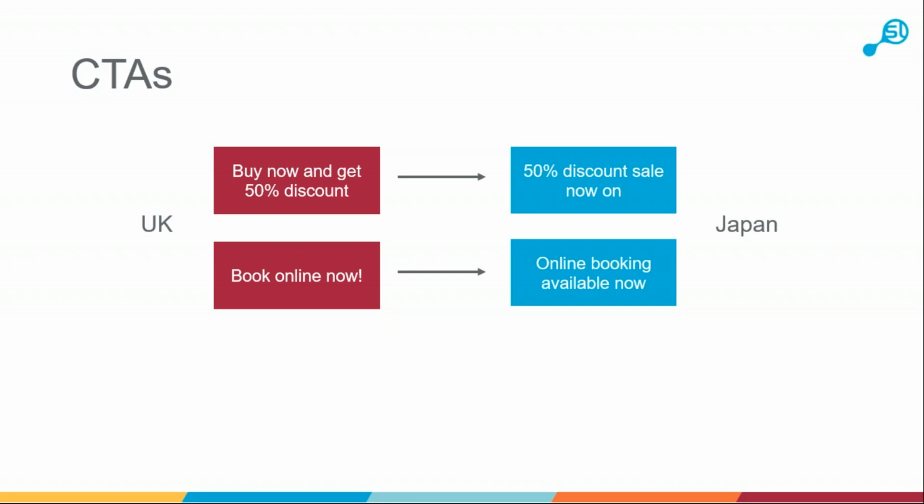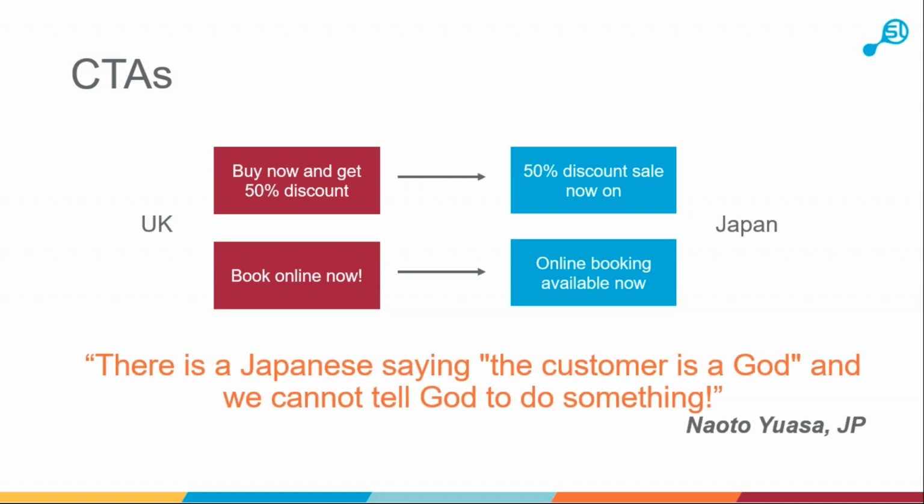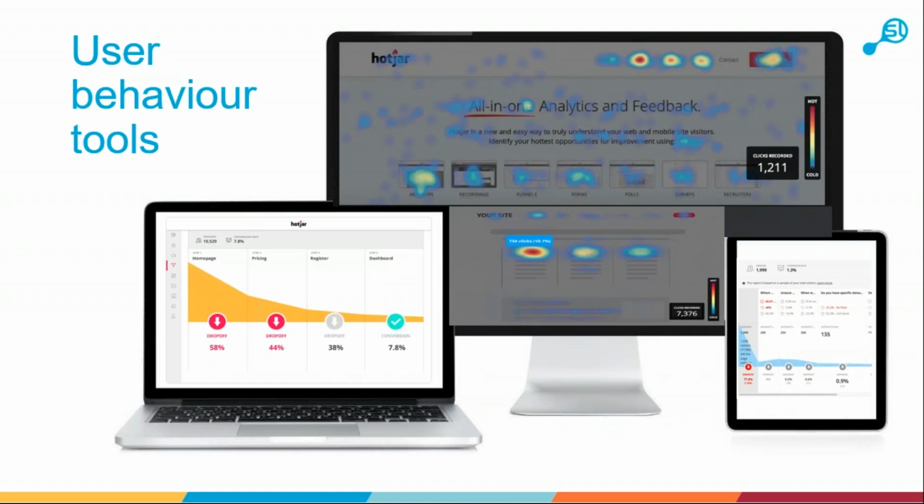And that's because by doing these user tests, we actually get real life data. And in the Japanese market, including, to be honest, the real world as well as online, we had a conversation with a Japanese user who said that there's a Japanese saying that the customer is a god, and you can't tell God to do something. And so this is why we need to change those call to actions. And actually, this had a really positive result on the landing page in question.